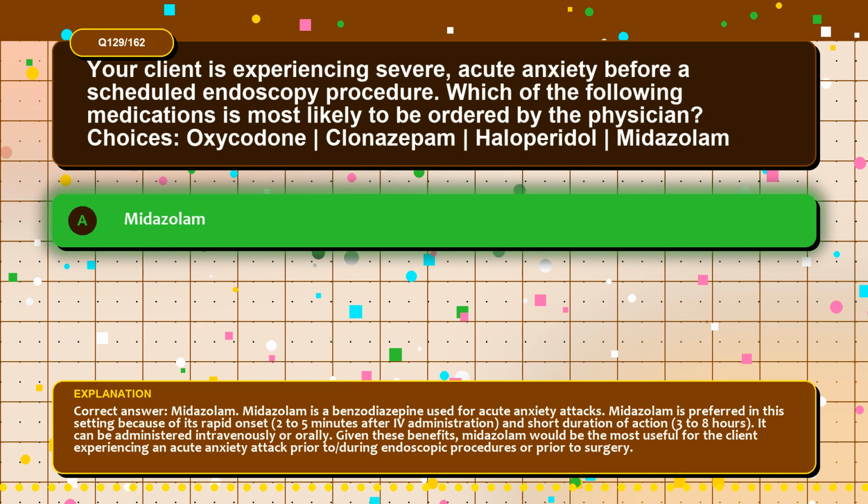It can be administered intravenously or orally. Given these benefits, midazolam would be the most useful for the client experiencing an acute anxiety attack prior to or during endoscopic procedures or prior to surgery.